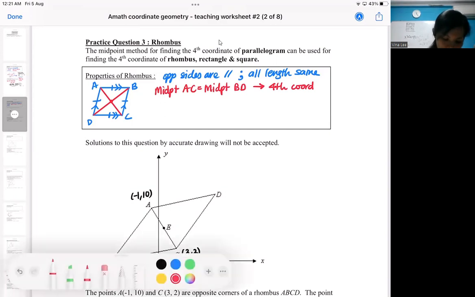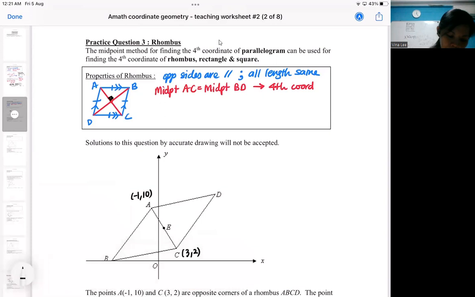But there's also another one. The diagonal is going to cut at 90 degrees. The diagonal of a parallelogram doesn't cut at 90, but the diagonals of a rhombus do cut at 90. So the diagonals are perpendicular. In this case, the product of the gradients should be equal to -1.